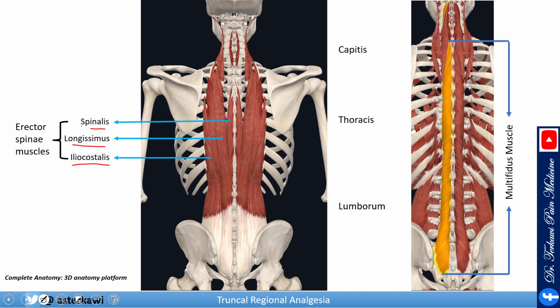So the way this anatomy goes, the same name applies: if you are in the neck, it will be capitis, so spinalis capitis. If you are in the thorax, it will be spinalis thoracis. If you are in the lumbar region, it will be spinalis lumborum, iliocostalis lumborum, and so on. And as it goes close to the sacrum, the erector spinae muscle becomes aponeurosis.